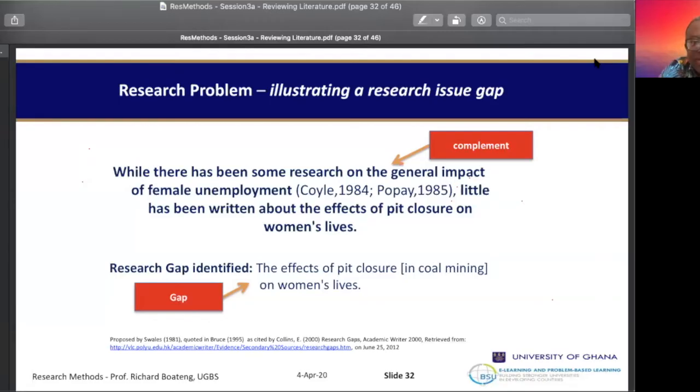Now, here you see a research issue being emphasized, but then they go ahead to discuss a gap. That means that there's a need for research on the effect of pit closure on women's lives. Pit closure has to do with the mining industry or the extractive industry. So what is being emphasized here is that we have not studied the effect of closing down a pit on women's lives or on employment opportunities for women. In the extractive industry, after a pit has exhausted its resource, the pit is closed.